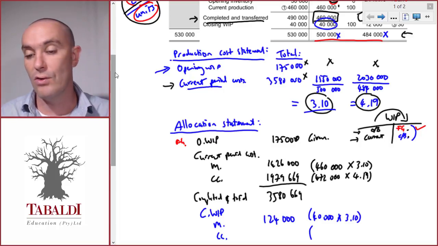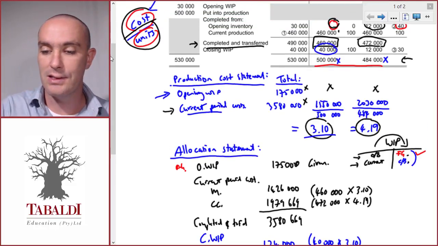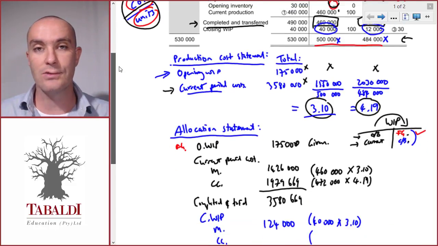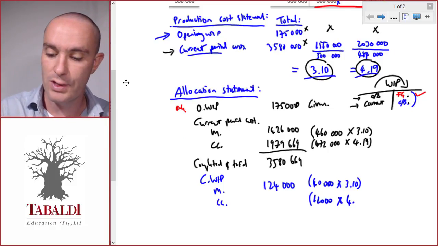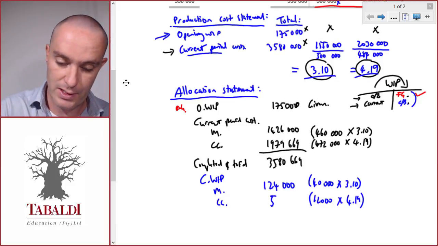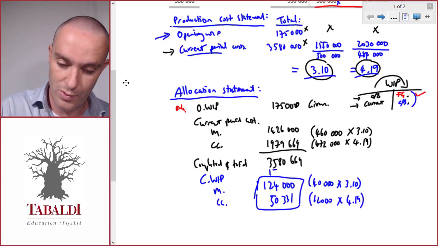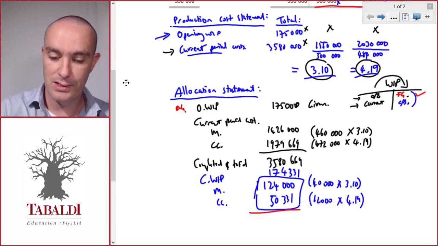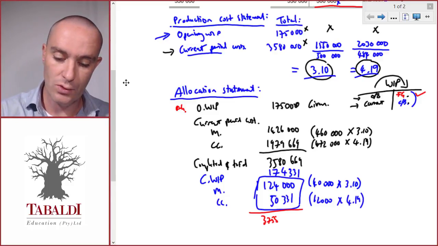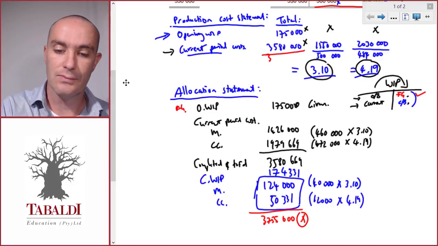And then for closing work in process conversion costs, it's only 30% completed, so that equates to 12,000 full units or equivalent full units. So times the rate of 419, and that gives us 5,031. So our closing work in process would be 174,331, and we can add this just to check whether we've allocated all our costs, and this needs to correspond to the total of all the costs that were given.